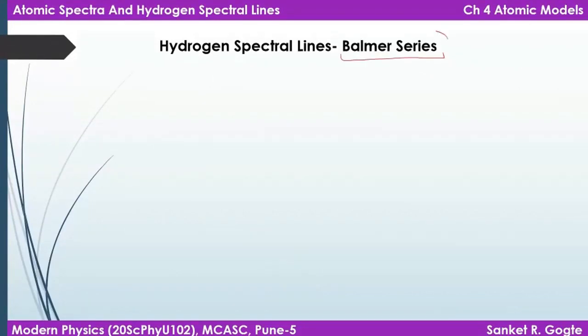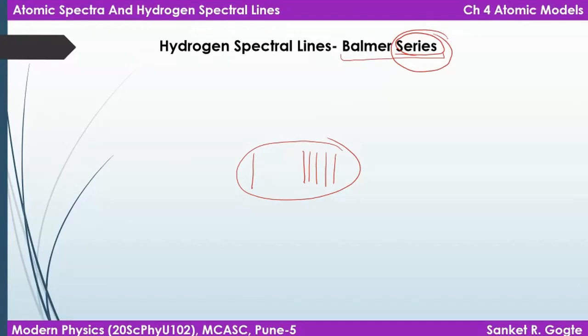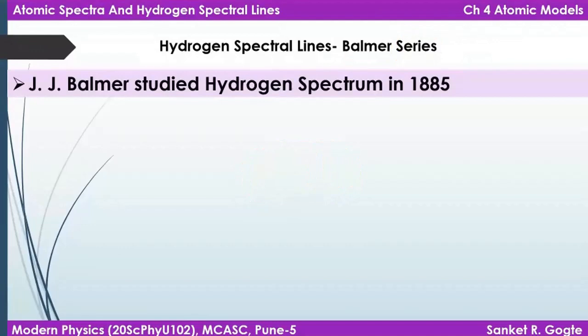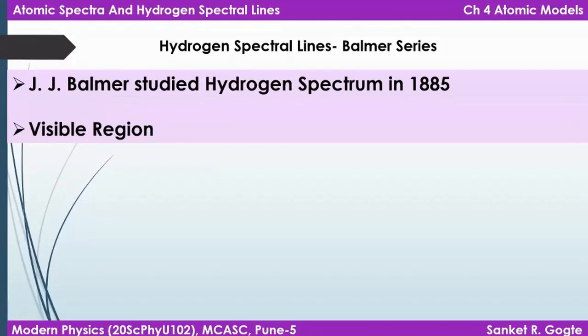So when we say series, these are basically a collection of spectral lines of a typical wavelength. They are given a particular name. In this case, we are saying it is the Balmer series. So what is the Balmer series? It was observed in 1885 by J.J. Balmer when he used a discharge tube which was filled with hydrogen gas, rarefied hydrogen gas. Then he observed these Balmer series lines, and they fall in the visible region, and that's why it is easier to observe them in the laboratory.